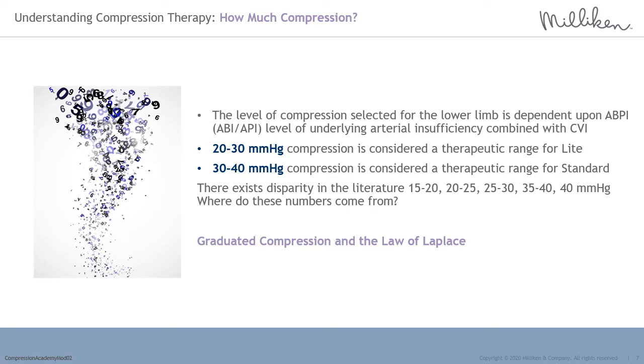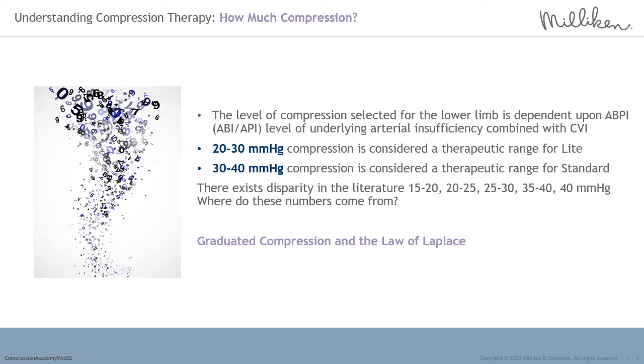There is, however, a great deal of disparity in the published literature regarding what a therapeutic compression level is and actual delivered levels of compression within the internal structures. External pressure levels range from 15 to 20, 20 to 25, 25 to 30, 35 to 40, etc. And it is reported as being an actual number, for instance, 40 millimeters of mercury pressure, rather than giving a range.